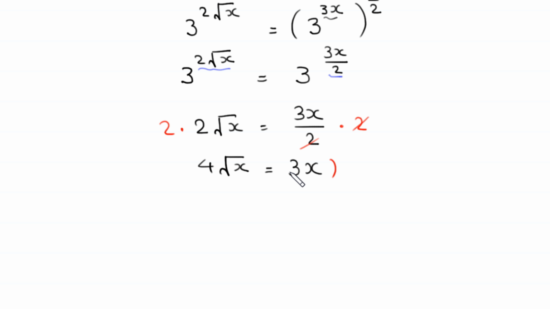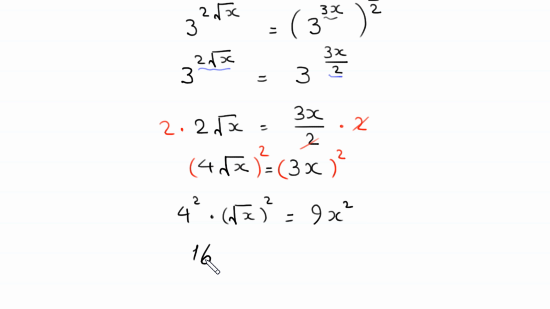Now from here we take square of both sides. So this will become 4 squared times root x squared is equal to 3x squared, which will become 9x squared. Now this 4 squared is 16, and this square will be cancelled out with the square root, and here we are left with 16x is equal to 9x squared.